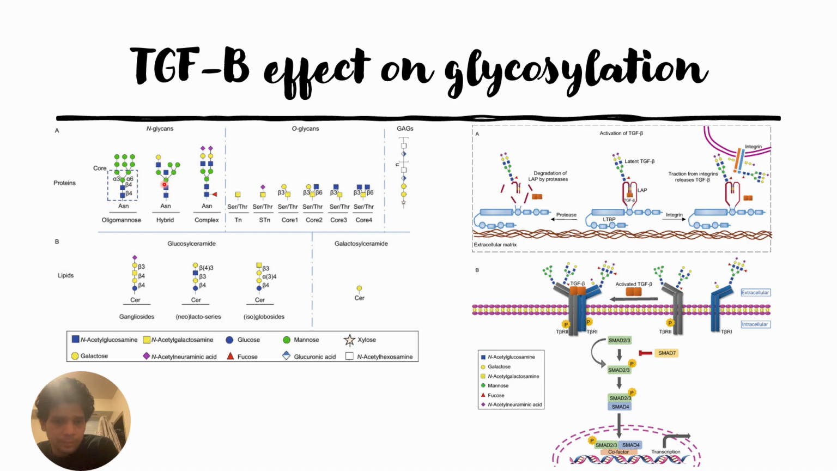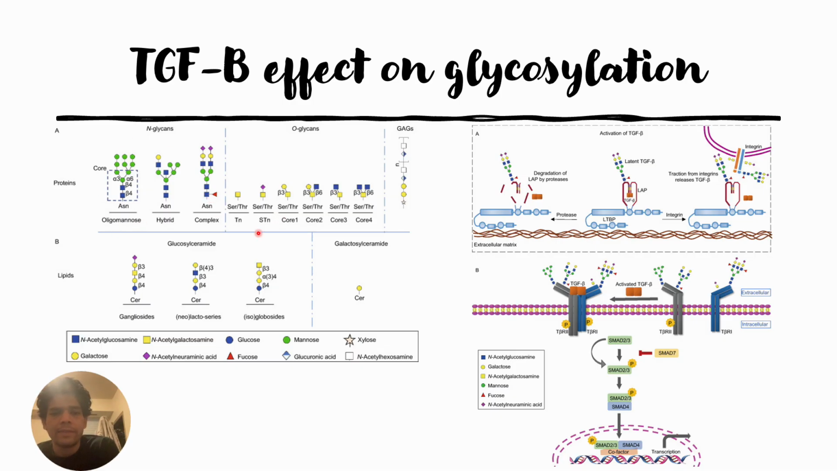In the case of the hybrid, there is a hybrid formation of the mannose and the galactose along with N-acetylgalactosamine, and the complex type contains galactose and N-acetylgalactosamine. Along with that, it will also contain N-acetylneuraminic acid or sialic acid, and it might also have fucose. So these are the three different categories of N-glycans.